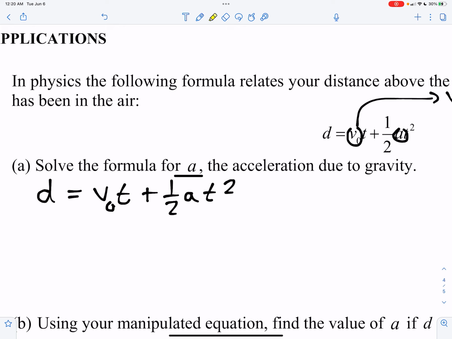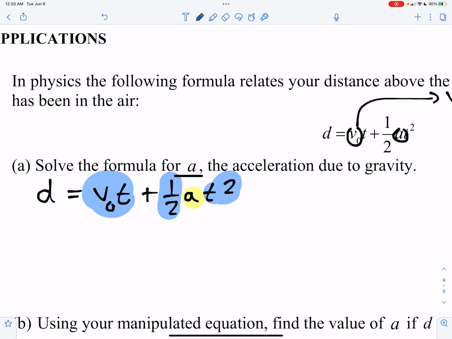Now you have to get a by itself. So in order to get a by itself, you have to get rid of the v naught t, the 1/2, and the t squared. I'm thinking the first thing that's easiest to get rid of is the v naught t. So let's start there.